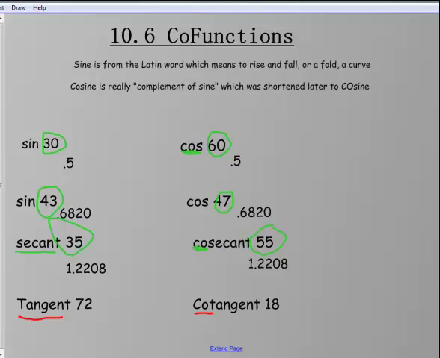So it's kind of easy to figure out who are complements or cofunctions to each other. They have the co. So now you understand why sine is called cosine, and why cosecant has to match up with secant, and cotangent and tangent, they're complement to each other. And again, if we took the tangent of 72 and the cotangent of 18, we get the same answer. So that's what you're going to be playing today. You're going to be just playing around and trying to find the cofunctions to given examples.